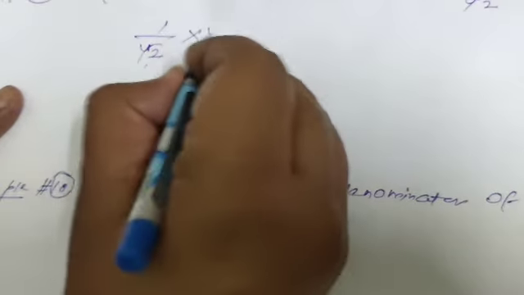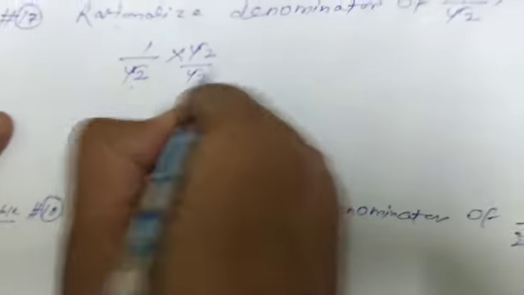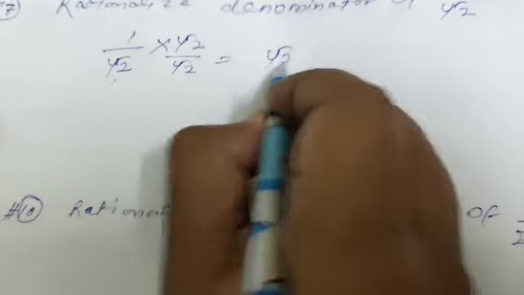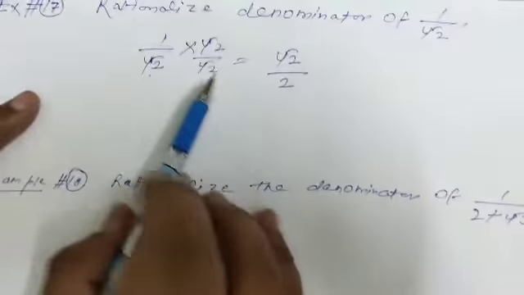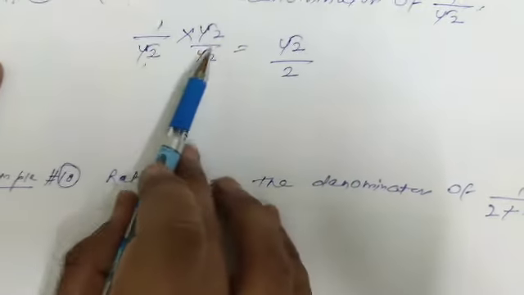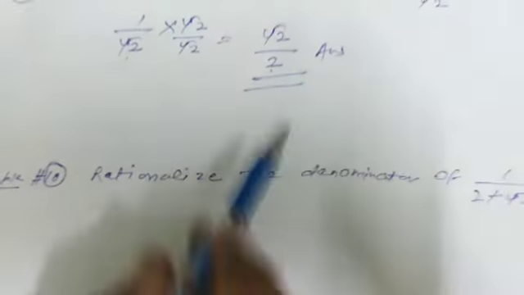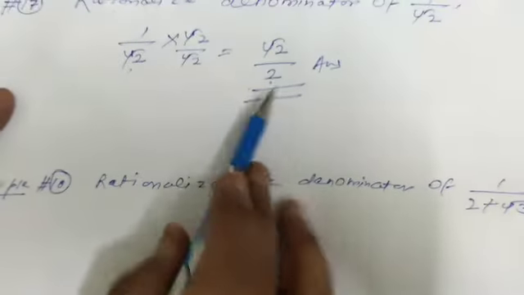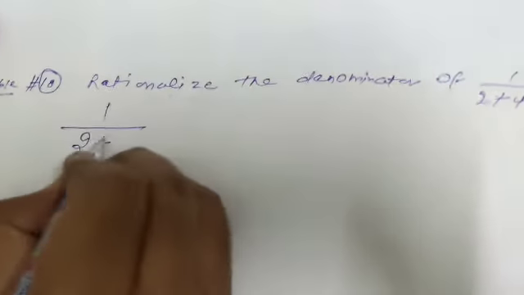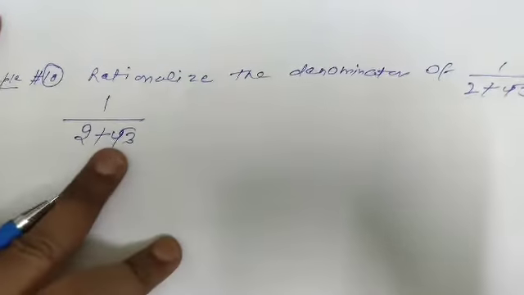Root 2, you multiply the denominator and the numerator by root 2. Root 2 upon 2 is the answer. What you are doing? You are multiplying root 2 in the numerator and in the denominator. Here the rationalization is done. Here in the denominator there is no root. Now move to example number 18. 1 upon 2 plus root 3. Again there is a root 3.